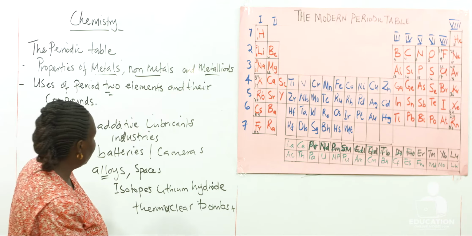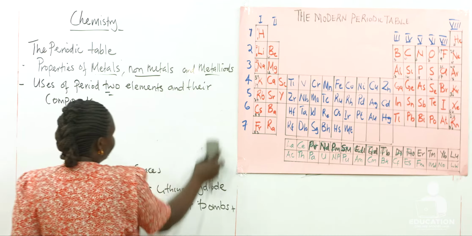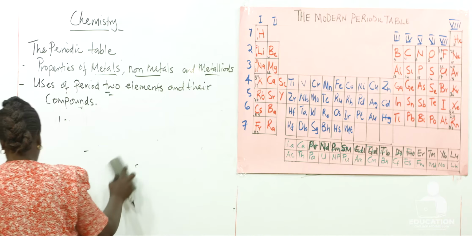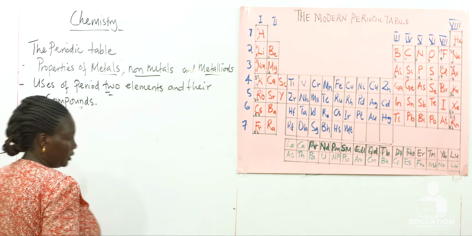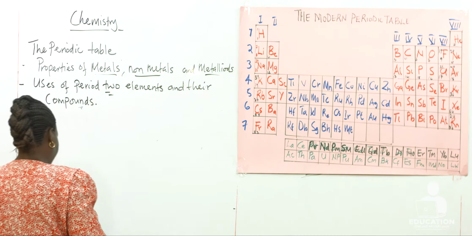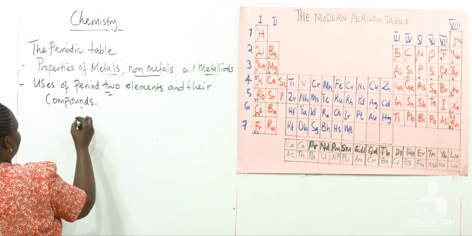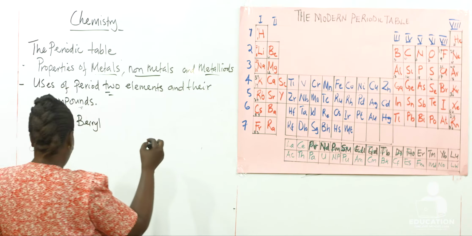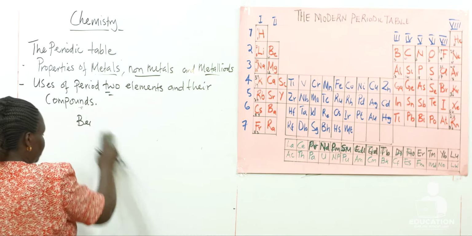Then after lithium, we come to the second member of period 2, which is beryllium. Beryllium is used in X-ray tubes, and to make alloys for springs and gears.